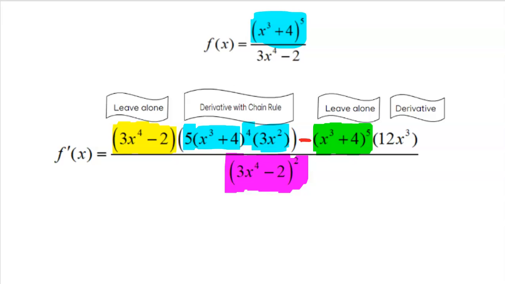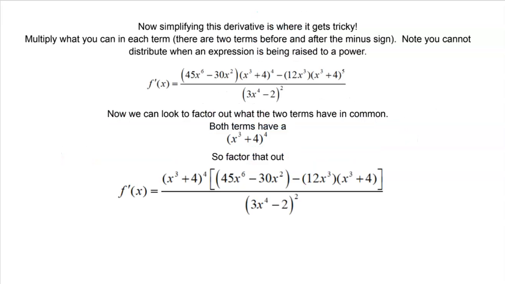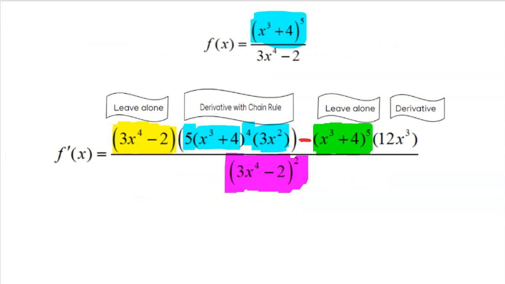Now all I have to do is clean it up, and that's what can get a little ugly. So first, similar to what we did with the product rule problem, I multiplied what I could. So let me go back here real quick and show you exactly what I'm talking about. So the 5 and the 3x squared makes a 15x squared. I'm allowed to multiply those.